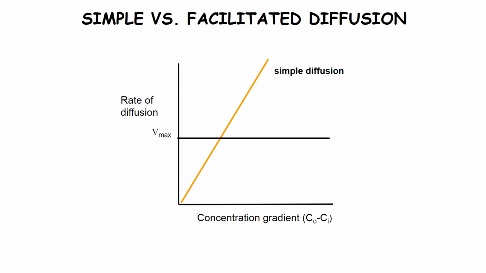It is simple diffusion. But when we talk about facilitated diffusion, we said that it reaches a saturation because of the presence of carrier protein. So after a particular time, what will happen? It will plateau off. It cannot rise further because all the binding sites have been occupied. So this point is known as Vmax, or the point at which the maximum saturation for the facilitated diffusion is there.